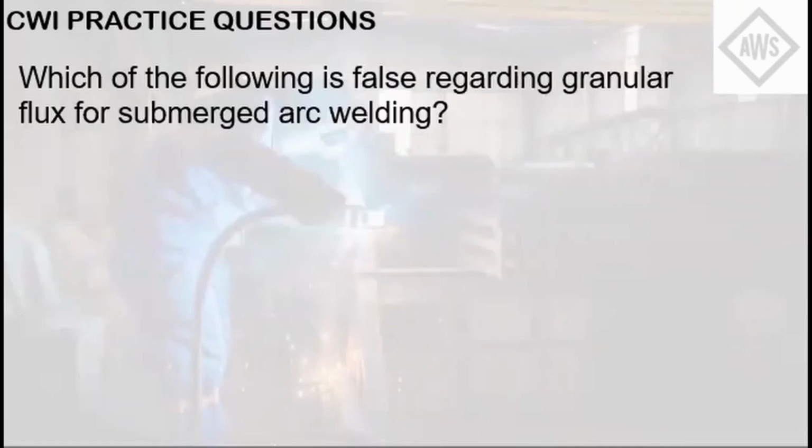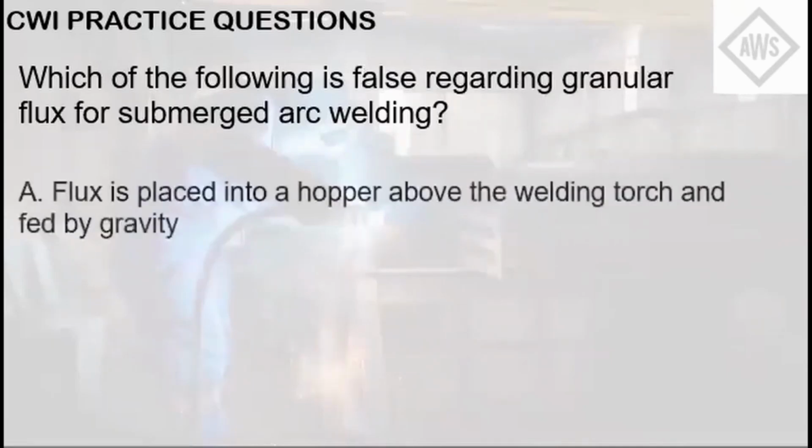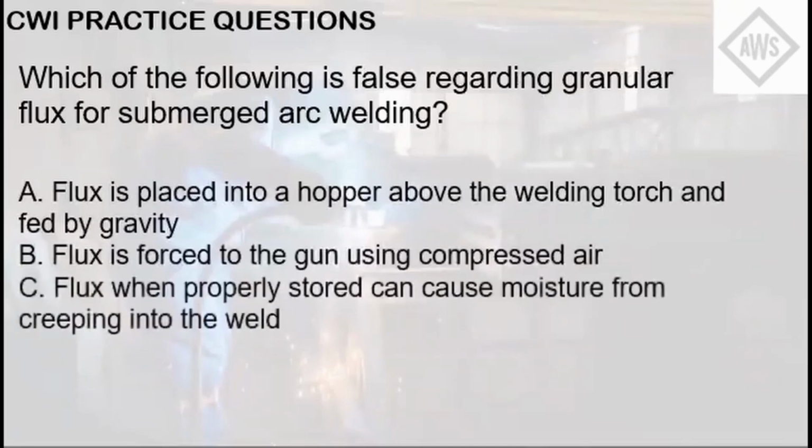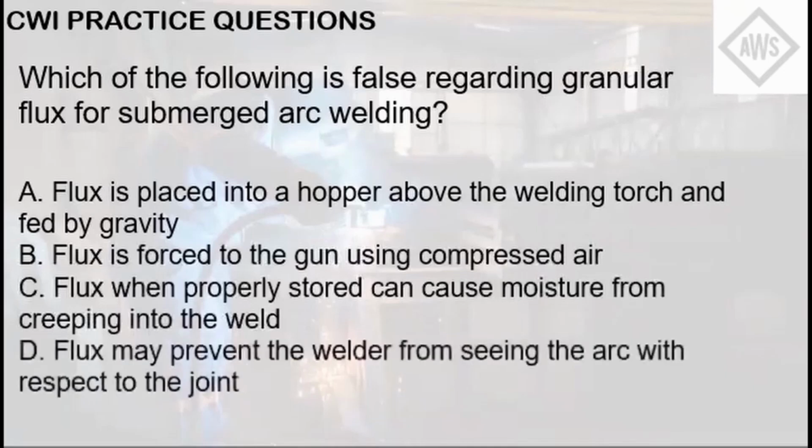Which of the following is false regarding granular flux for submerged arc welding? Letter A, flux is placed into a hopper above the welding torch and fed by gravity. Letter B, flux is forced to the gun using compressed air. C, flux when properly stored can cause moisture from creeping into the weld. Letter D, flux may prevent the welder from seeing the arc with respect to the joint.